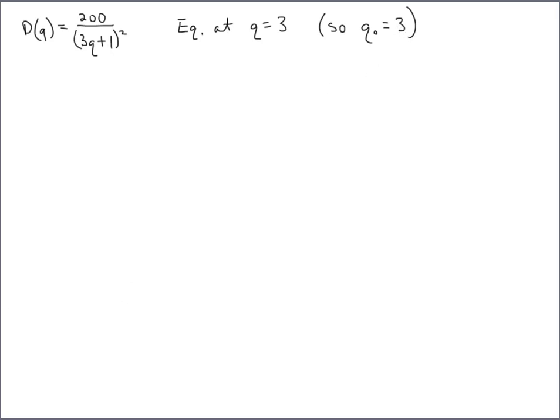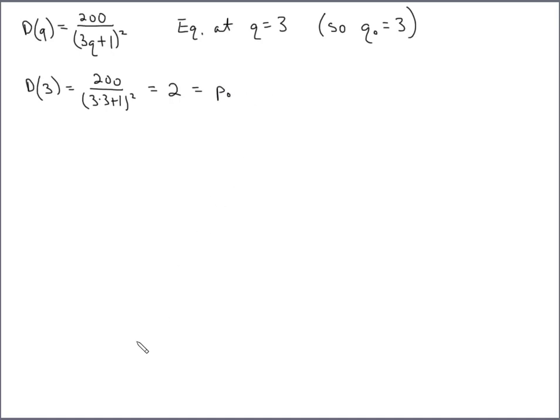Then we need to find the equilibrium price, and we can do that by just plugging that value into the demand function. So we get D of 3, and when you plug in 3 there, 3 times 3, if you plug all that in, I believe you should get 2. This is going to be 200 over 100, which is 2. So this is our equilibrium price.